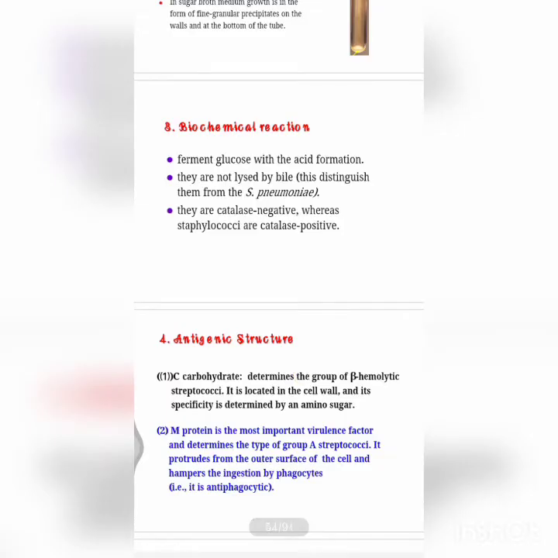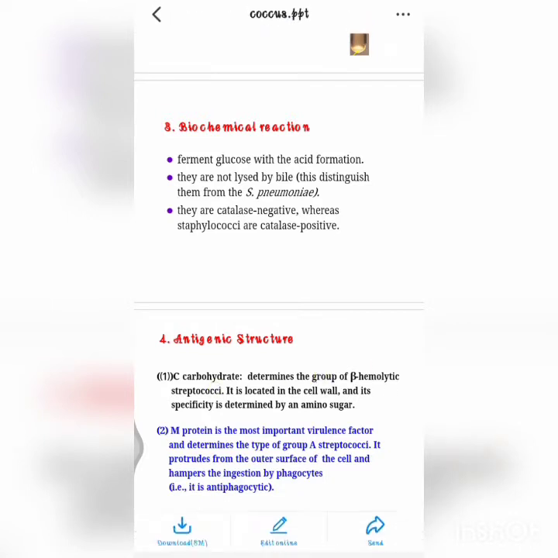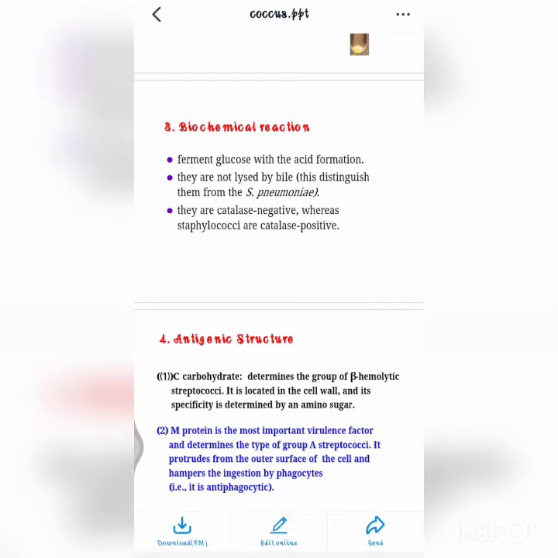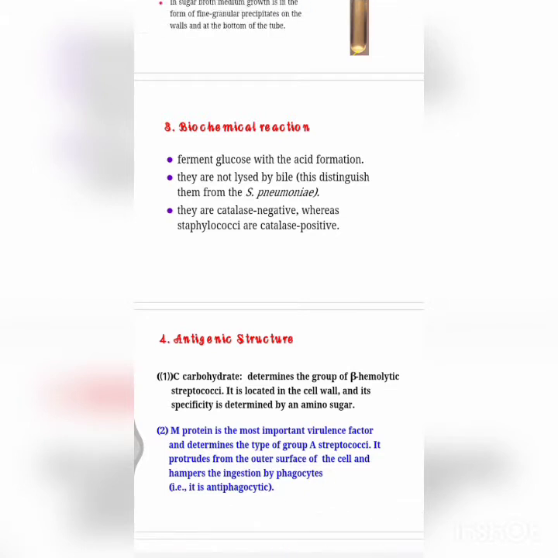The antigenic structure contains the C carbohydrates and also M proteins. So what are these C carbohydrates? They determine the group of beta hemolytic streptococci. It is located in the cell wall, and its specificity is determined by an amino sugar. M protein is the most important virulence factor and determines the type of group A streptococci. It is produced from the outer surface of the cell and hampers ingestion by phagocytosis, that is, it is antiphagocytic. So this M protein mainly acts as an antiphagocytic.